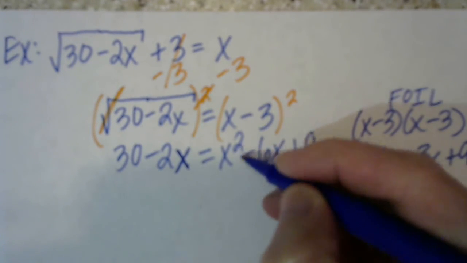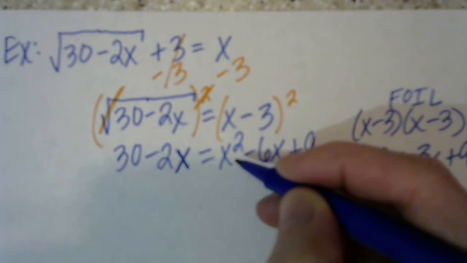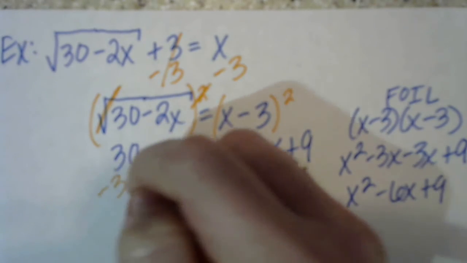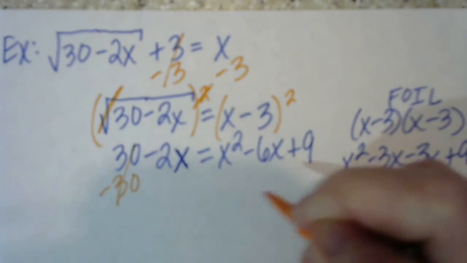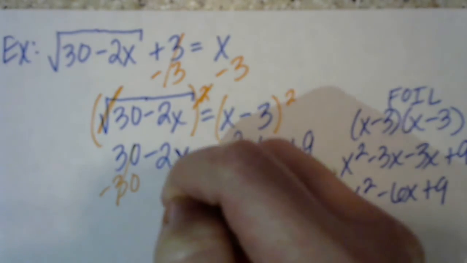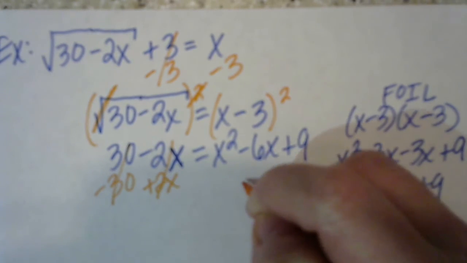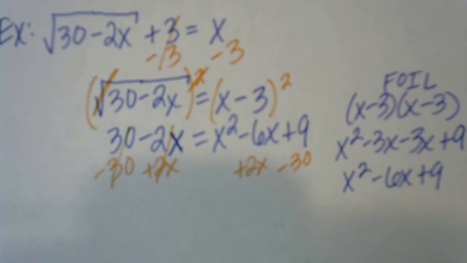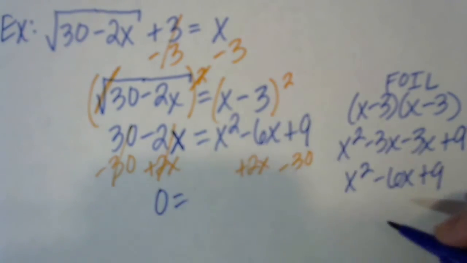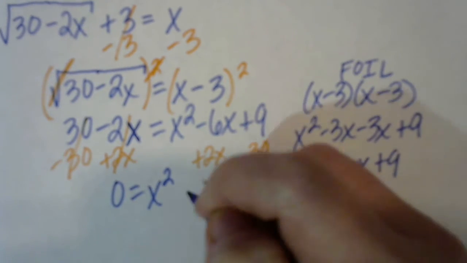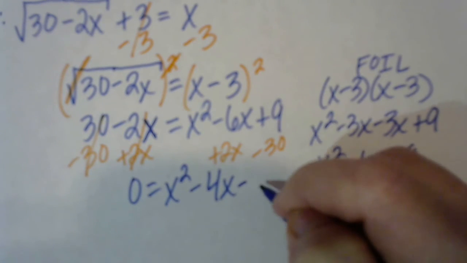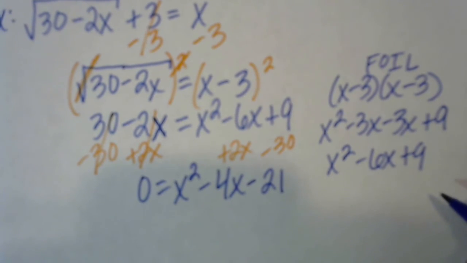I also know I want to keep this x squared, this leading coefficient, positive always. I don't ever want a negative x squared. So that helps me realize that I need to move the 30 over, so I need to subtract 30 from both sides, and I need to add 2x, so that I can have this set to 0. 0 equals x squared minus 4x minus 21.